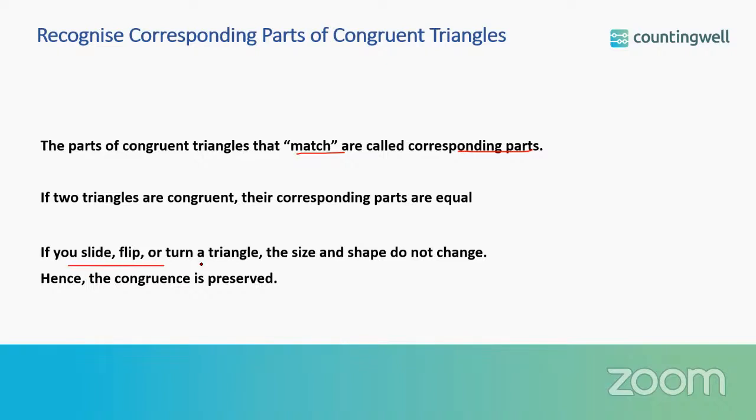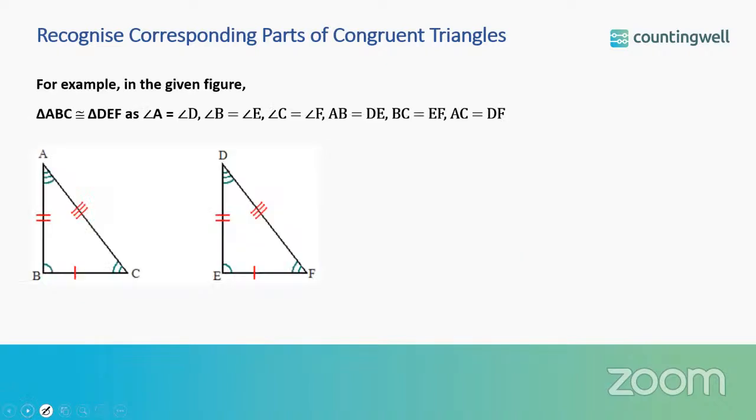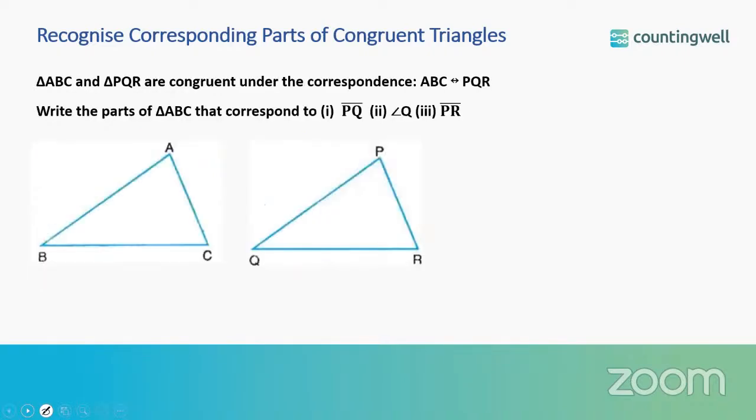If you slide, flip, or turn a triangle, the size and shape of the two triangles do not change. Hence, the congruence is always preserved. For example, in the figure, triangle ABC is congruent to triangle DEF. This means angle A is equal to angle D, angle B is equal to angle E, angle C is equal to angle F. Sides AB is equal to DE, BC is equal to EF, AC is equal to DF.